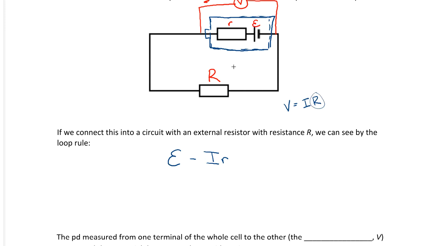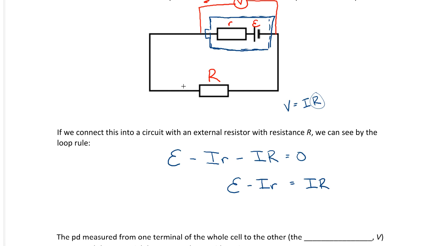So the potential gain here, which is epsilon, minus the potential drop here, which is the current through that imaginary resistor times its resistance, minus that same current, because it's a series circuit, the current remains the same, times the resistance of the external resistor. So this is the voltage drop, the potential drop at the external resistor. And by the loop rule, that has to be equal to 0. In other words, rearranging, we get the EMF minus the potential drop at the internal resistance is equal to the potential drop at the external resistance.